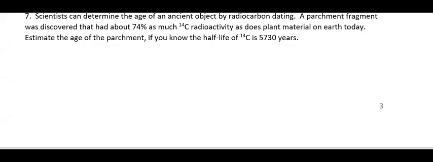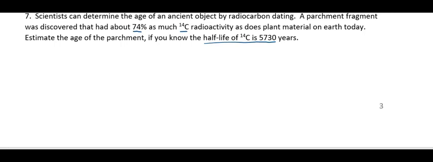Scientists can determine the age of an ancient object by radiocarbon dating. A parchment fragment was discovered that had about 74% as much carbon-14 radioactivity as does plant material on Earth today. Estimate the age of the parchment if you know the half-life of carbon-14 is 5,730 years. So there's a lot of information there.